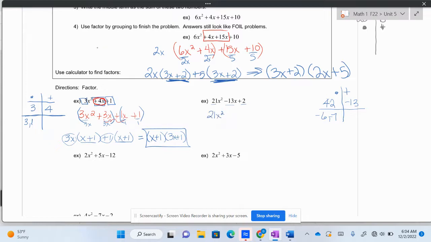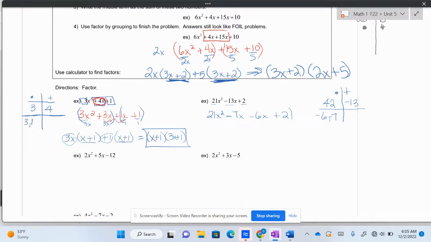21x squared, and you can either put the negative 6x first, or you can put the negative 7. Think about what's going to group together well. So I know that 6 and 21 have a common factor of 3, they're both divisible by 3, and 21 and 7 are both divisible by 7. So I'm going to actually put the 7 with it, just so I can divide everything by 7 first.